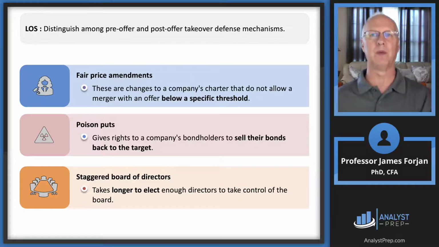If there are 6 board members, and there are 3 classes that each serve a 2-year term. So if I want to take over the board, even if I have 100% of the votes, the most I can get that first year is just 2 seats, 2 out of 6. That's not a majority, and so it should be obvious that that prevents a takeover.